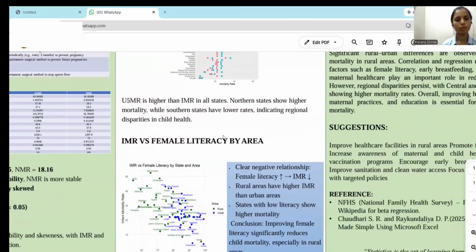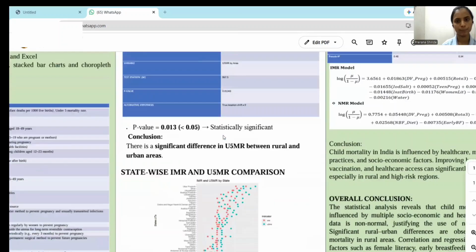The next picture we have is the dot plot. Here we compare IMR and female literacy. We can see that there is a correlation between infant mortality rate and female literacy. As female literacy increases, the infant mortality rate decreases. And also the rural area has a higher infant mortality rate as compared to the urban area.